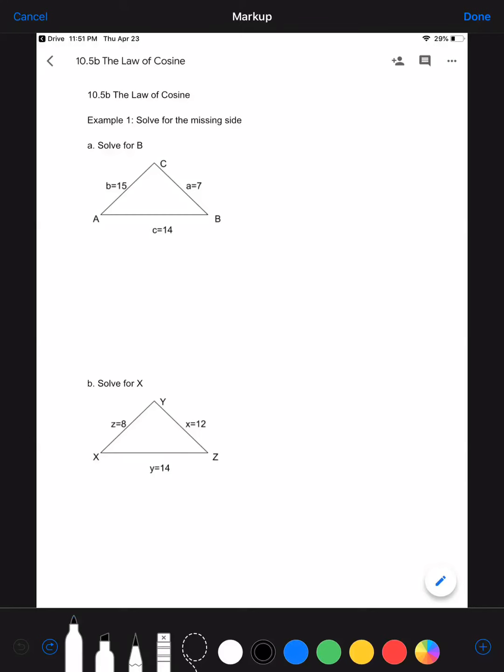But today we're talking about missing angles, even though it says missing sides up there. We're actually doing angles today. So we're still using the same formula we did on our last one. So I'm just going to rewrite it up here.